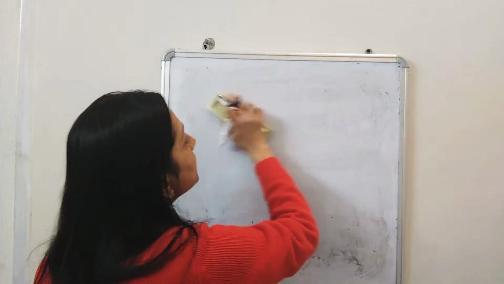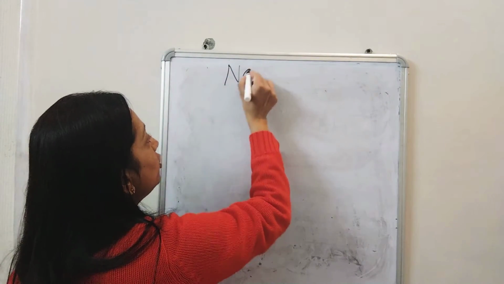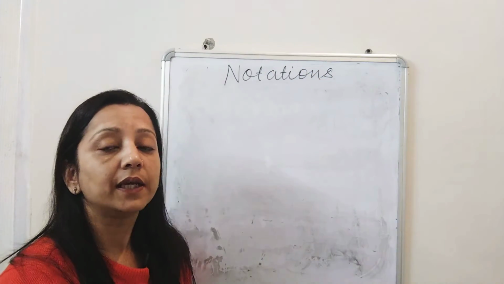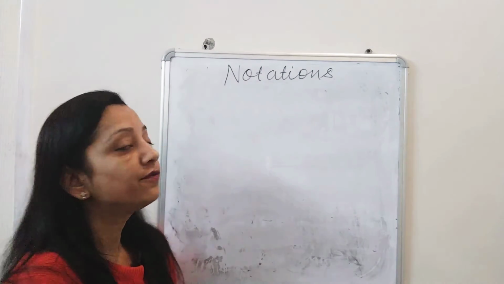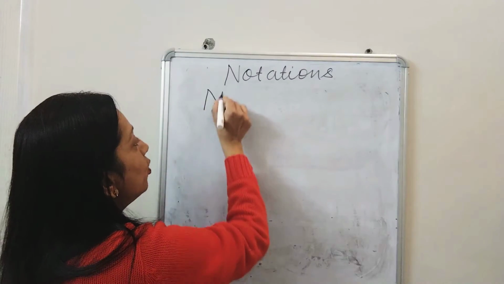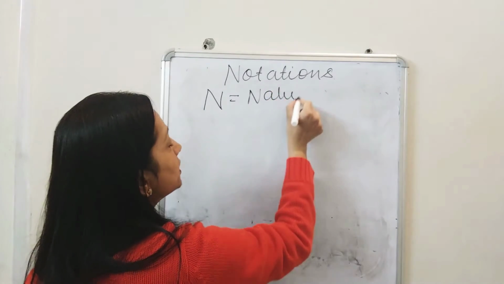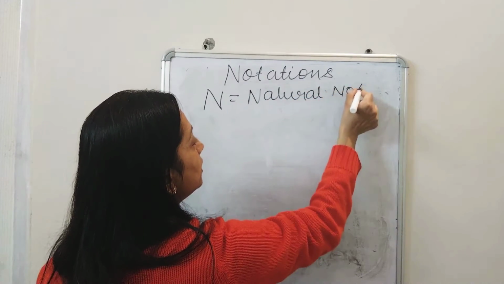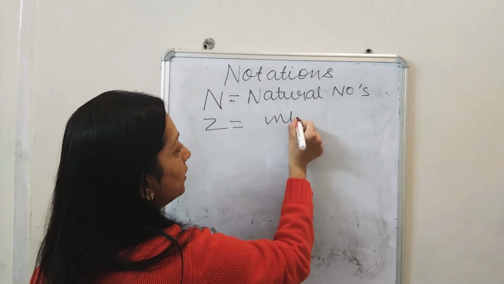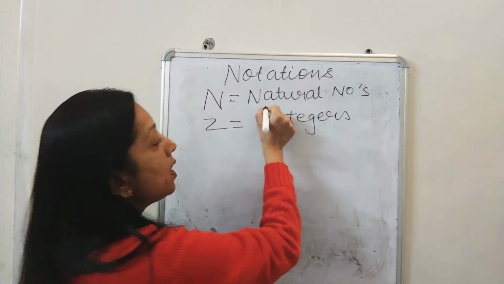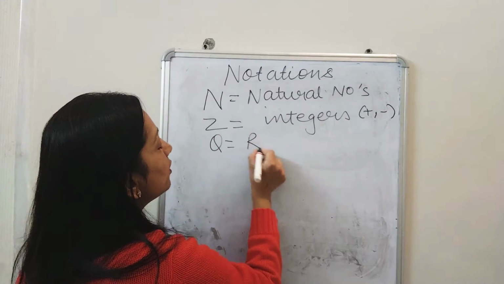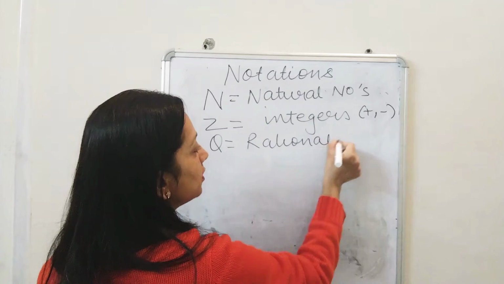Now there are some notations which are universally used in mathematics, unless you yourself specify that this is the notation that you will be using. So by default the notations that are being used in discrete mathematics or mathematics are: capital N denotes natural numbers, Z denotes integers. Now when I say integers, it could be any integers, positive and negative both. Q denotes rational numbers.